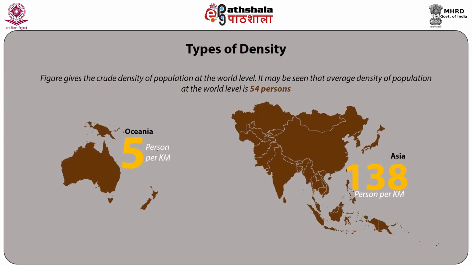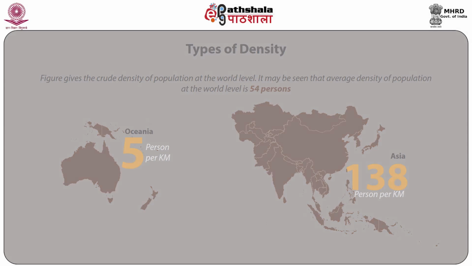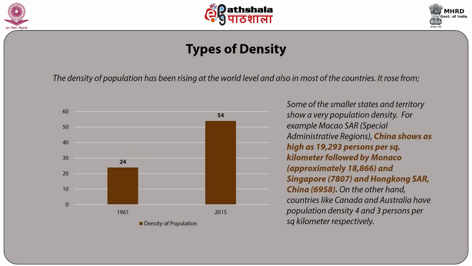Figure gives the crude density of population at the world level. It may be seen that average density of population at the world level is 54 persons, lowest found in Oceania, that is 5, and highest in Asia, that is 138 persons per square kilometer. The density of population has been rising at the world level and also in most of the countries. It rose from 24 in 1961 to 54 in 2015.